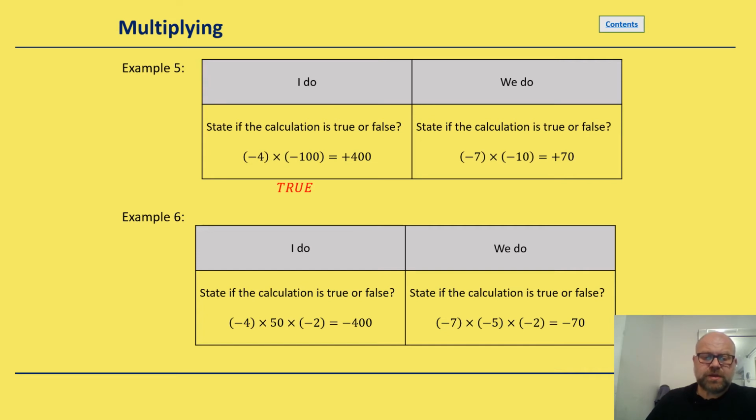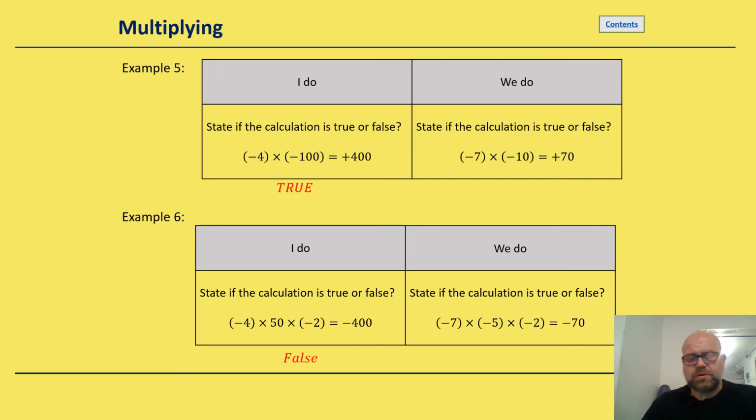So the number's right. Let's see if the sign's right. A negative times a positive gives a negative, and a negative times a negative gives a positive. So that answer should actually be positive 400. So I'm going to say that's false.